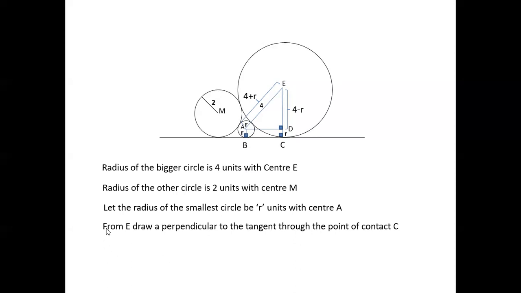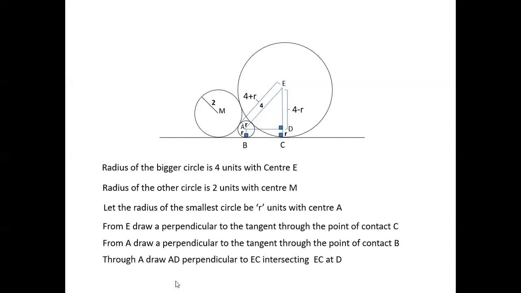Then what we did? From E, draw a perpendicular to the tangent through the point of contact. This is the perpendicular to the tangent at the point of contact. C is the point of contact, E is the center of the circle. So we have drawn a perpendicular from the center to the point of contact. Next, from A, we are drawing a perpendicular to the tangent through the point of contact B. That means we are joining these 2 points.